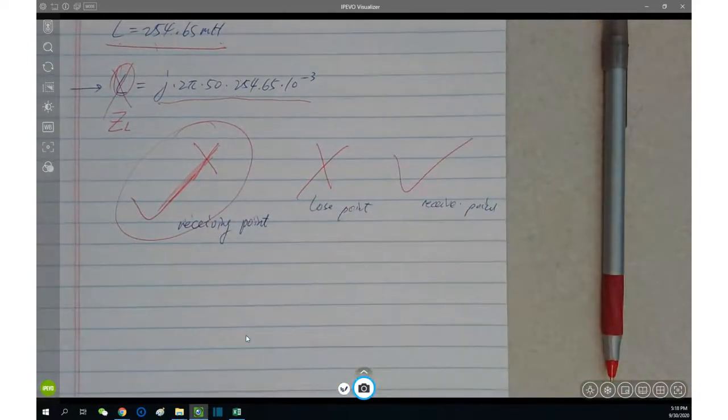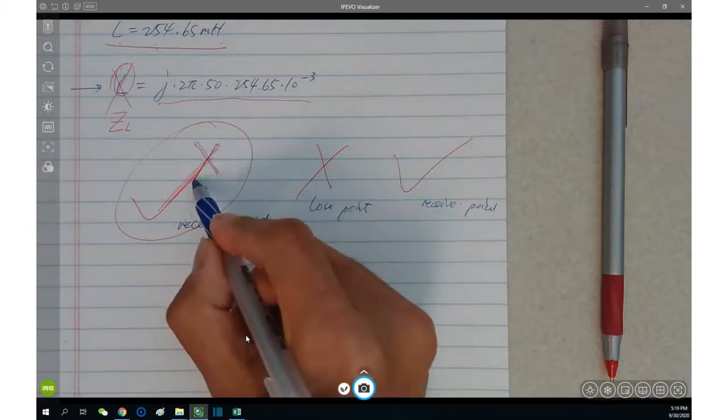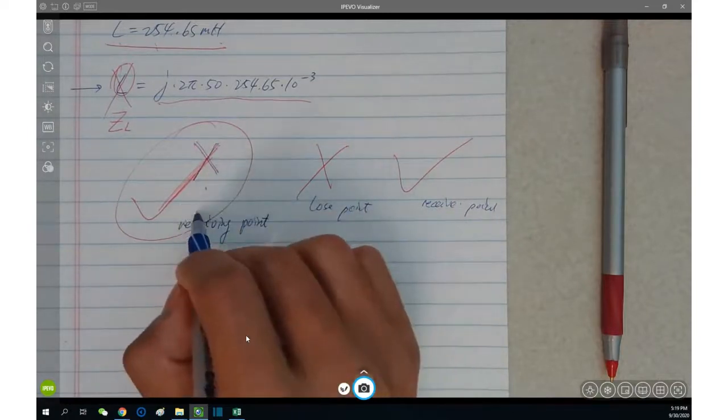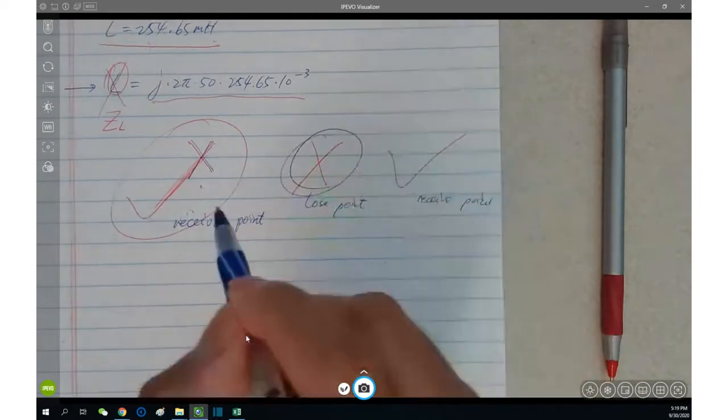Okay. The receiving point for this case. However, why do you have a cross here? It means this result is wrong. However, the reason is because of the previous mistake, like this.